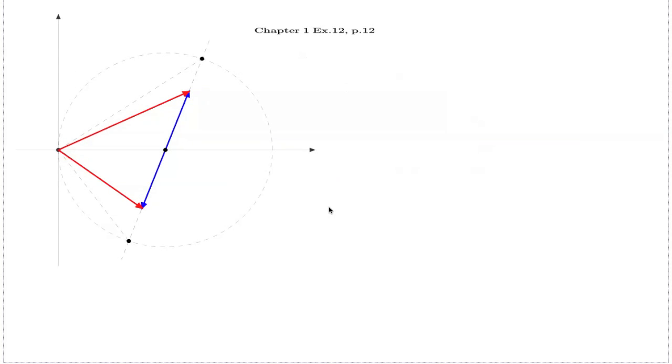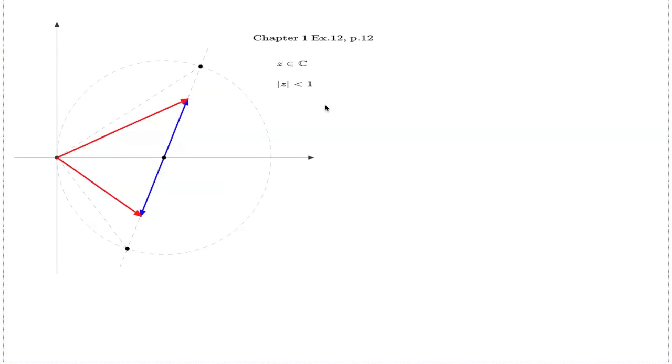This video is about example 12 on page 12 in chapter 1. That's the question which is about the geometry of complex numbers. So the question sounds like so. We have a complex number z, which is in absolute value less than 1.